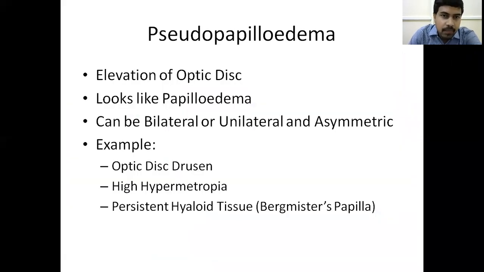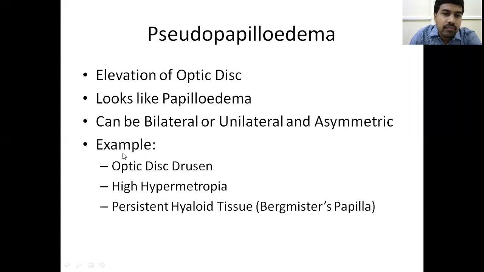Next, pseudopapilledema. It is an elevation of the optic disc. It looks like papilledema. It can be bilateral or unilateral and asymmetric. Example, optic disc drusen. It is neither due to raised intracranial tension nor due to active inflammation like in the case of neuroretinitis or papillitis. It is because of a structural anomaly of the disc. Because of some structural abnormality, the disc looks elevated. So what is the structural abnormality? It could either be optic disc drusen.